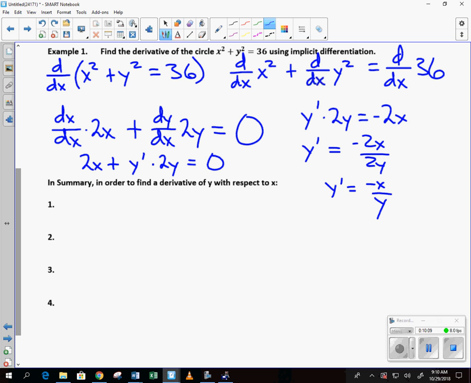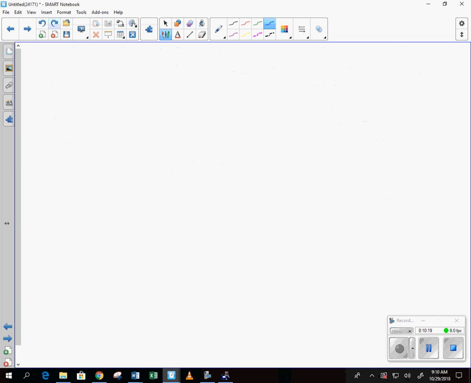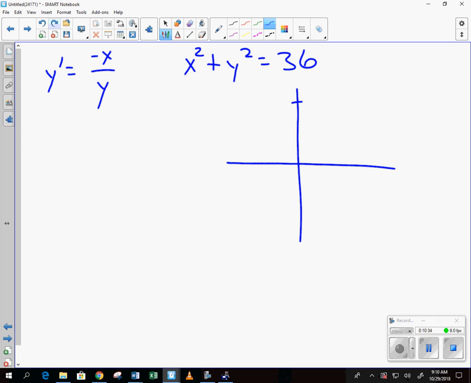Now, there's two things I want to show you, and you're going to get very good at this, okay? So I know it's new learning right now. You're a little bit confused, but you're going to be taken out of that pretty quickly. First of all, we came up with the derivative y prime is equal to negative x over y. Just watch this real quick. Our original function was x squared plus y squared is equal to 36. Can somebody tell me what shape that makes? It makes the shape of a circle, okay, with a radius of 6.